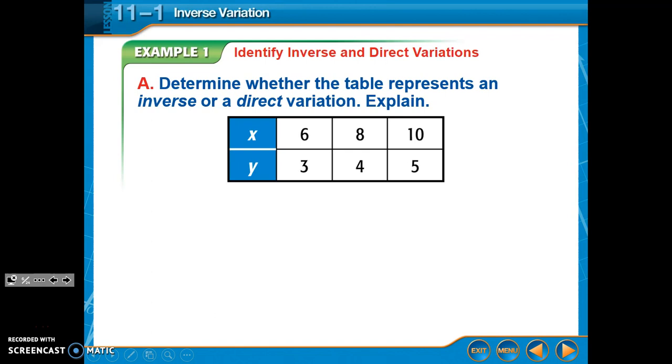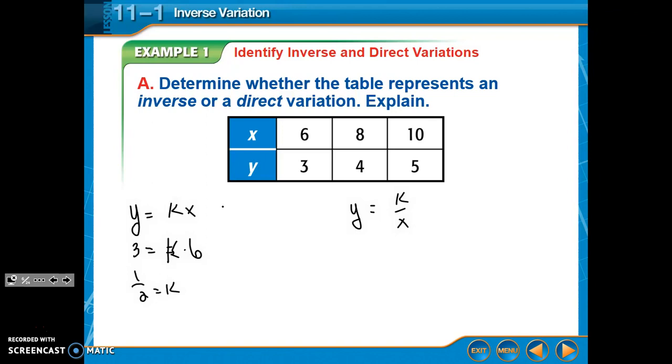So we want to see if these numbers work and we get the same number for k for y equals kx, or y equals k over x. Okay, so looking at these, if I put in 6 for x and 3 for y, I'm going to get 3 equals k times 6. And solving for k, I'm going to divide both sides by 6, so 3 over 6 is 1/2.